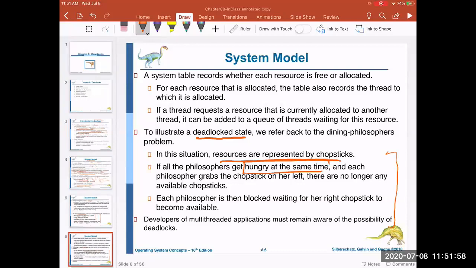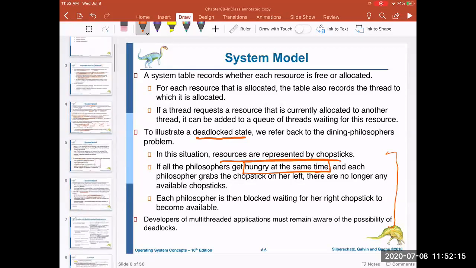This condition is very rare, that all become hungry at the same time and all pick up their left-hand side chopstick at the exact same time. This is a very rare condition, but it happens. So that would bring the deadlock for us.